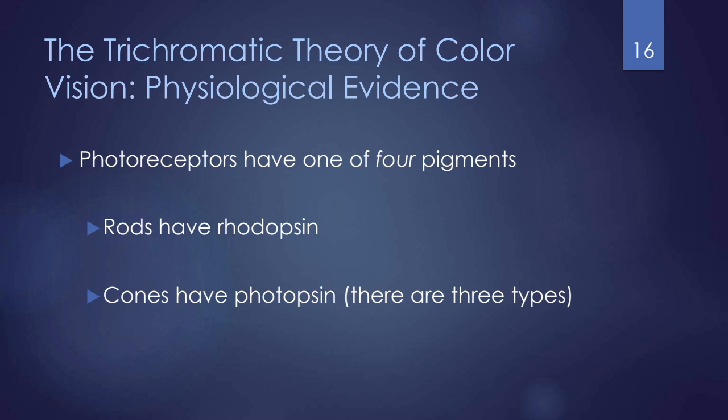Rhodopsin is extremely sensitive to light. So remember, this is why rods are extremely sensitive to light, and that's why they function best in dim lit conditions. It's because the type of photopigment that they have is very sensitive to light. Now, each cone has one of the other 3 pigments, which respond to either long, medium, or short wavelengths of light.